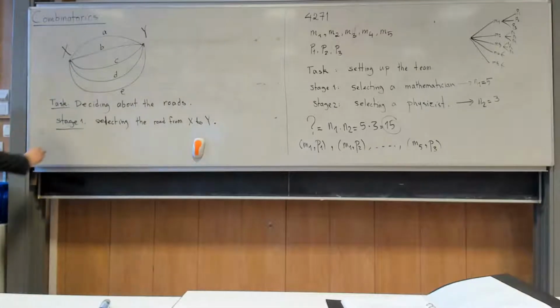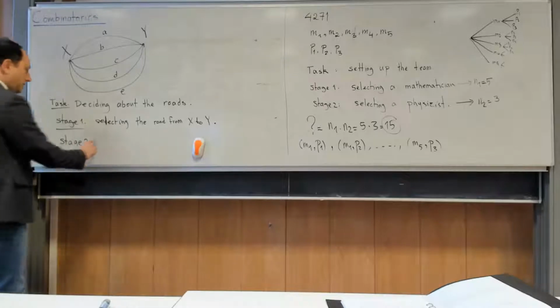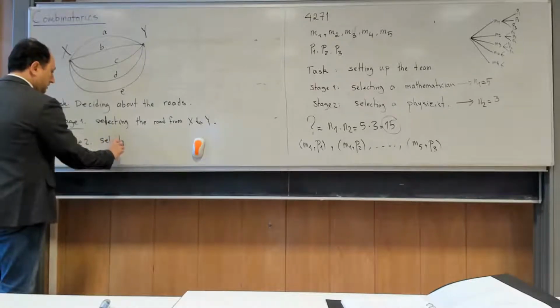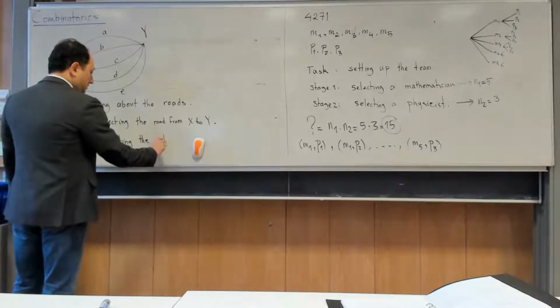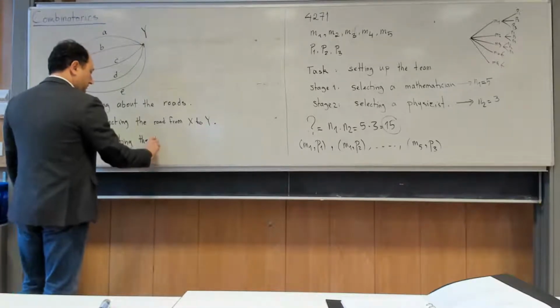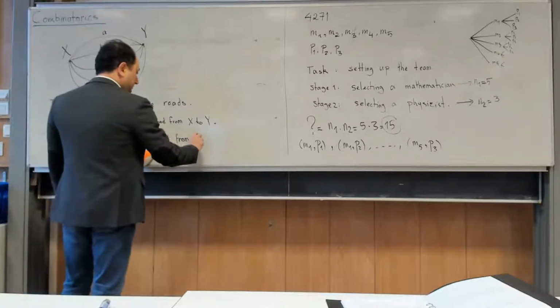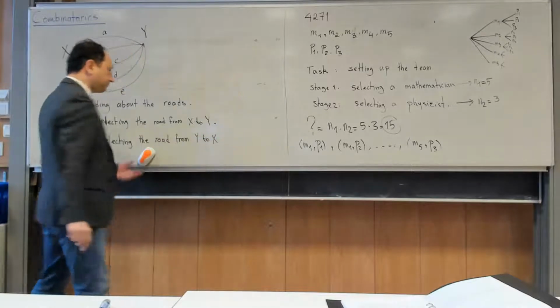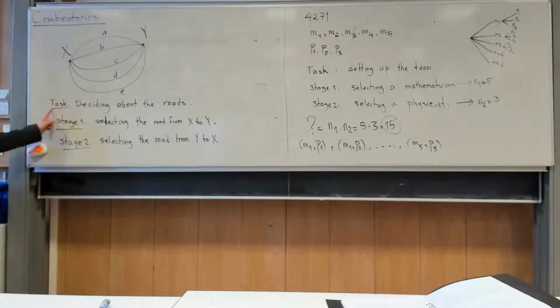And then after the first stage is done, I can think about another stage. Stage number 2, I can call it selecting the road from Y to X. But this is important. When this task is accomplished, if I just do the first stage and don't do the second stage, it is not done yet. These are important things that you need to imagine.